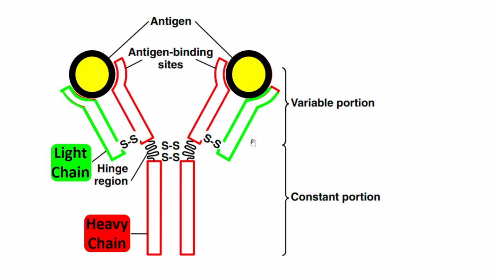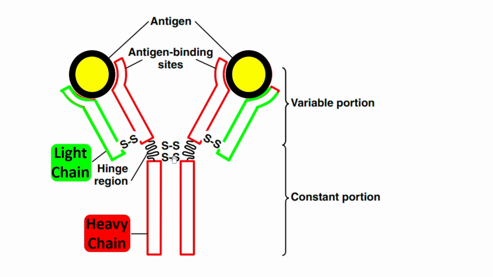The antibody structure is also divided into two portions: one variable portion, this upper one, and this lower one, the constant portion. The constant portion is made up of the lower part of the heavy chains, whereas the variable portion, the upper half of the antibody, is made up of the upper part of the heavy chains and the light chains.